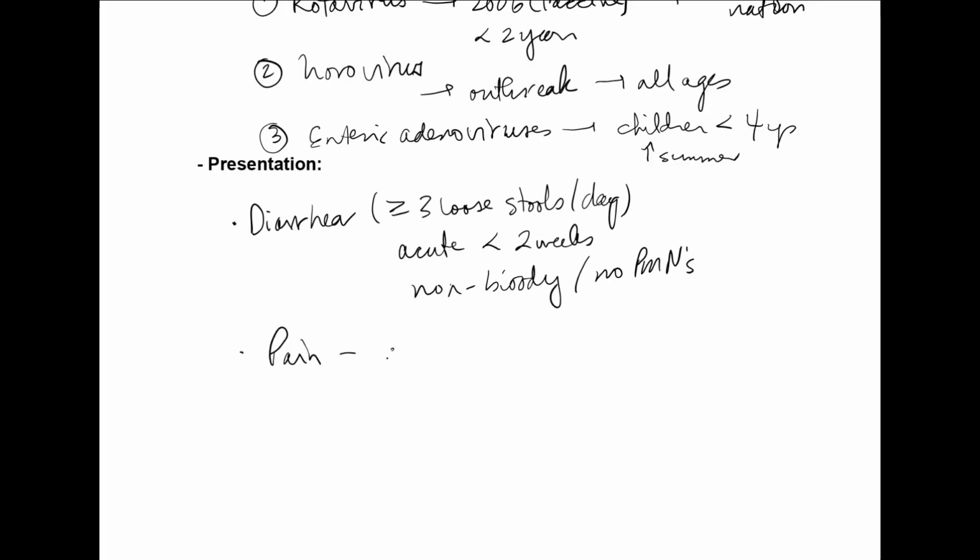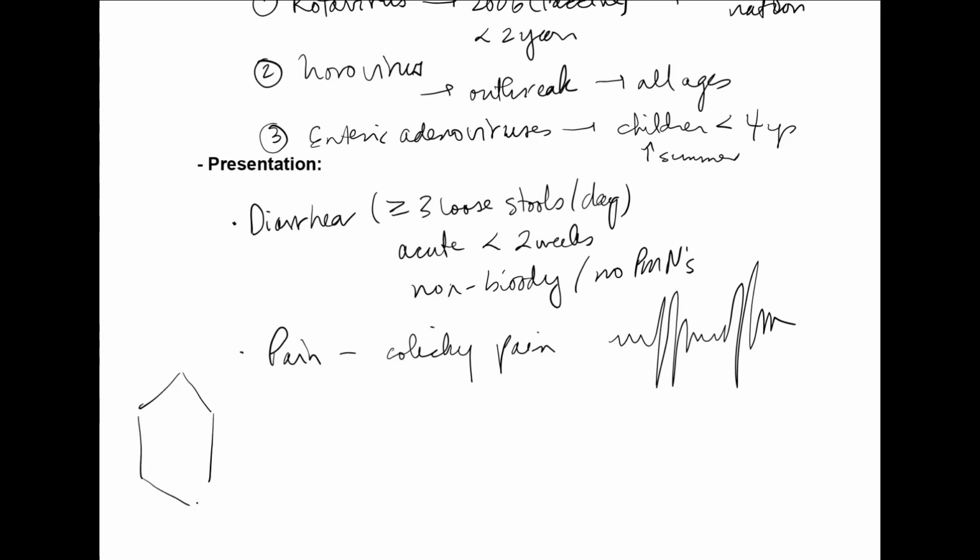This tends to be a colicky pain, which means that it waxes and wanes, raising the question of whether it's an obstruction. The differential diagnosis of this abdominal pain is that of the diffuse abdominal pains. So in addition to viral gastroenteritis, the differential includes small bowel obstruction, small bowel infarction, ruptured abdominal aortic aneurysm, obviously not seen in children, and early appendicitis.